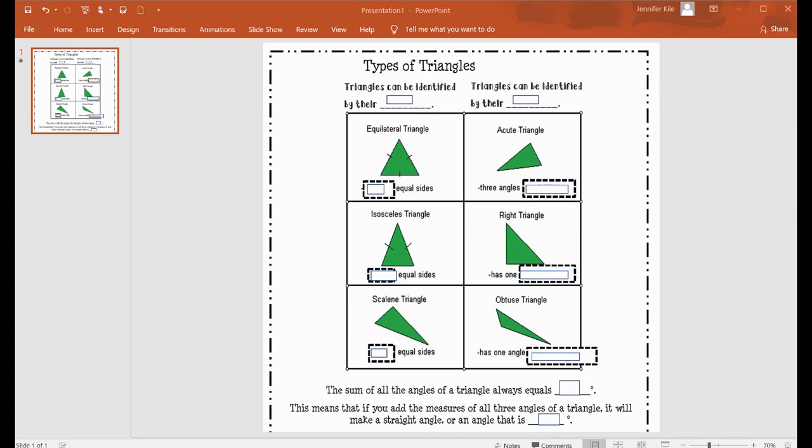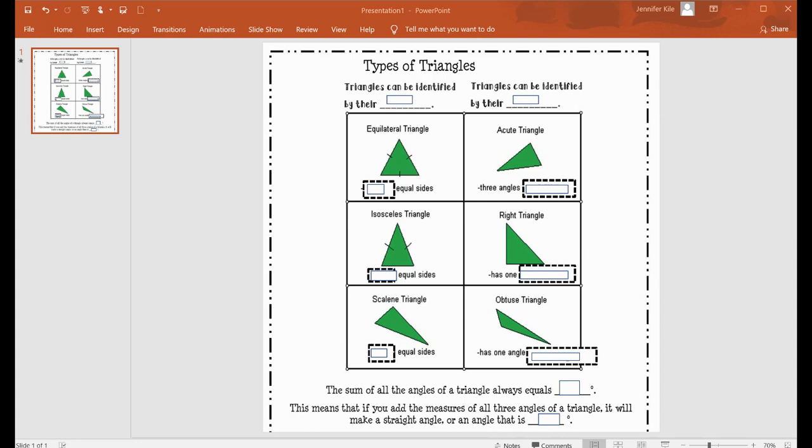And the last one is an obtuse triangle. An obtuse triangle has one angle that is obtuse, which means more than 90 degrees. The other two angles are going to be acute, but one angle is obtuse.